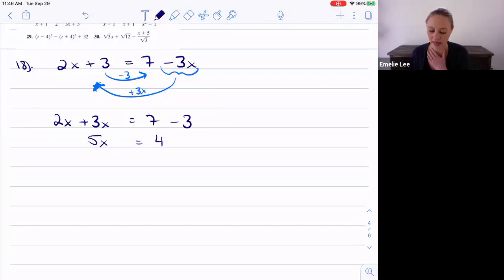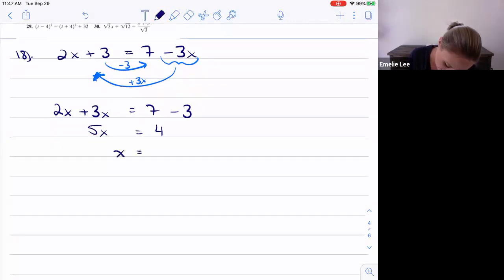So then, if I'm solving for x, I have the 5 multiplying the x, so I have to divide both sides by 5. So then I have x is 4 divided by 5.